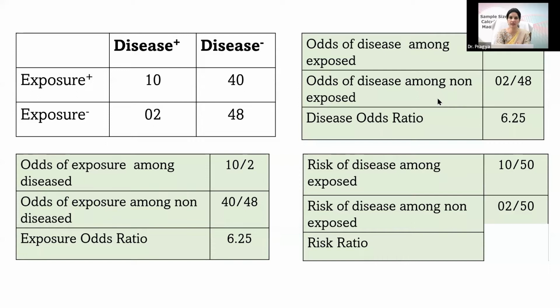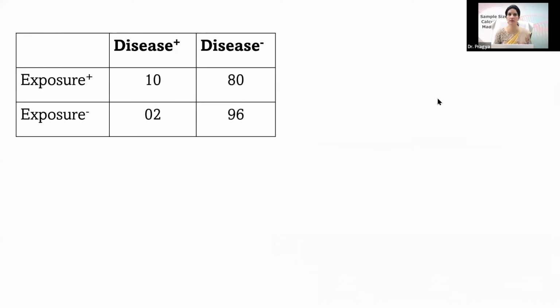Yes, it will be 10 by 50 divided by 2 by 50. Yes. And the numerical value will be 5. So you can see here that both the disease odds ratio and the exposure odds ratio are the same, but the risk is different. This happens when the disease is not very rare. Now see another question.